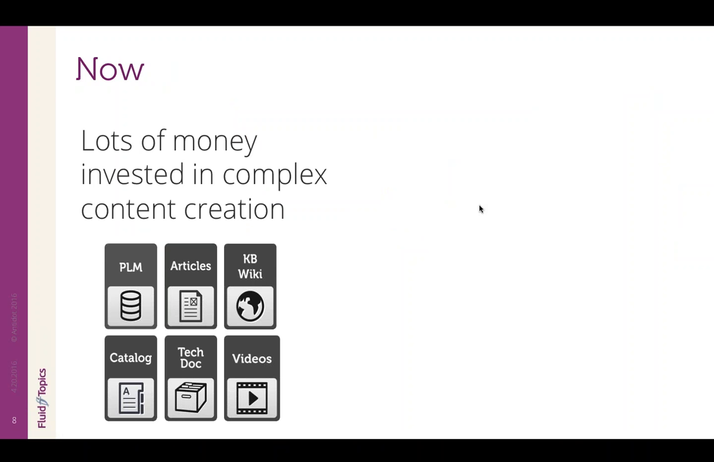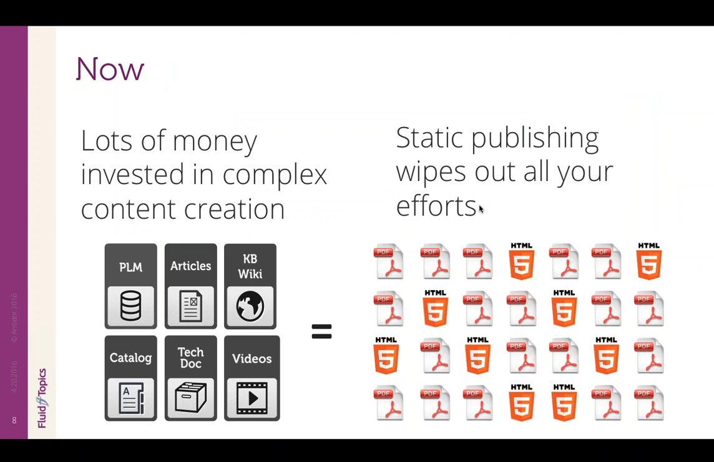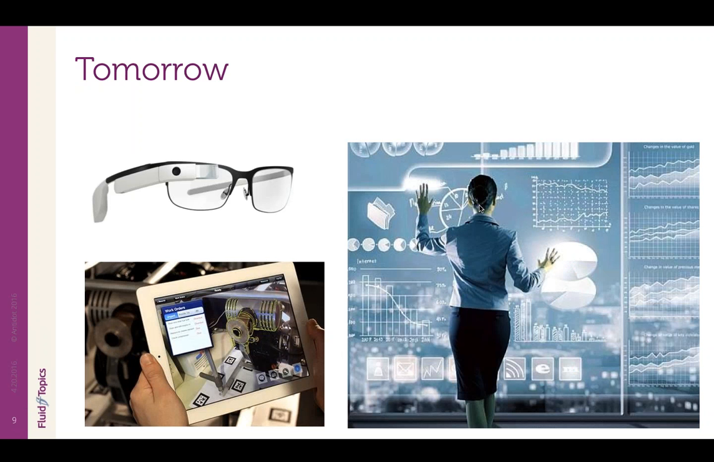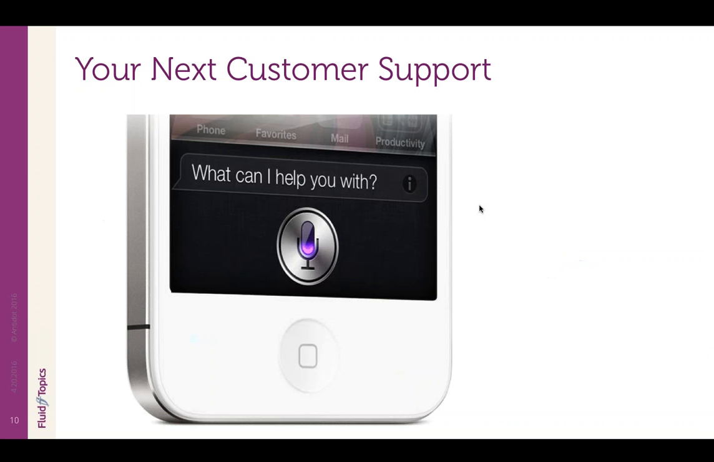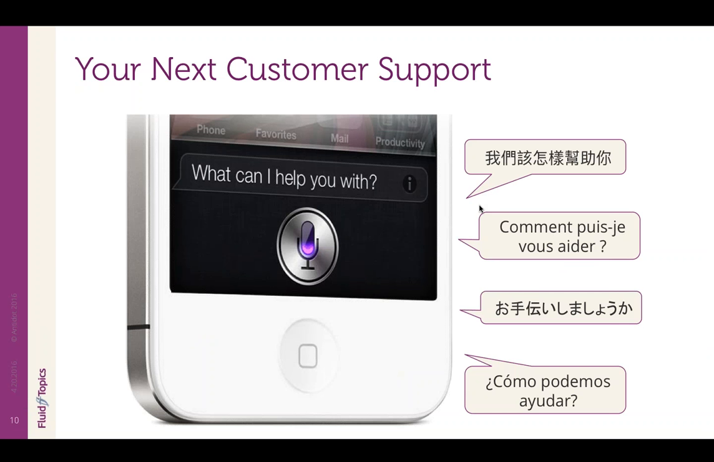Tons of money is invested in creating, maintaining, and managing technical content in different sources. But static publishing in the form of HTML and PDF wipes out all this investment. Users still struggle to find the right information rapidly, to read it easily, and to engage with it. And also, you need to prepare for new devices, new interfaces, and new use cases. Your next customer support may be this, an interactive app, maybe even embedded in your product, not to mention the complexity of globalization.